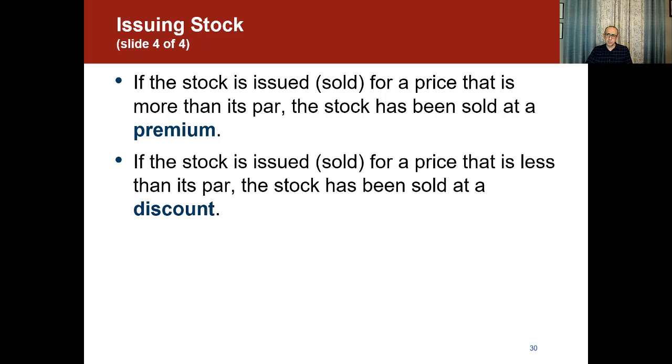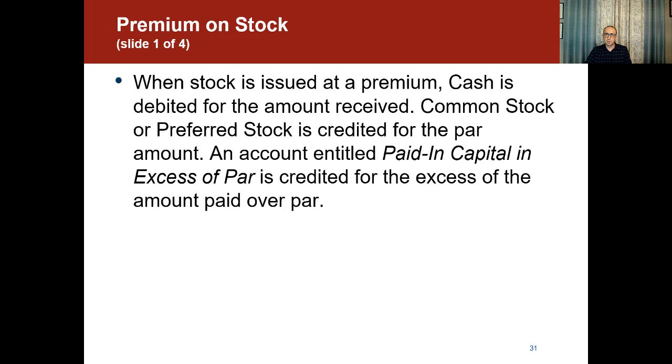If the stock is issued or sold for a price that is higher than its par value, then the stock has been sold at a premium. If the stock is issued for a price that is less than its par value, then the stock has been sold at a discount. So we'll see some examples of how premium and discount can affect the issuance of stock. And let's start with the premium case.